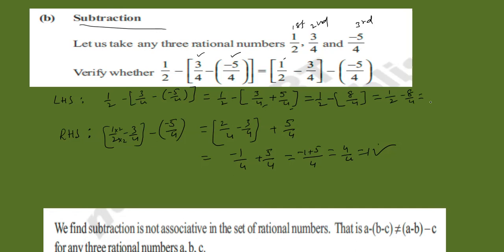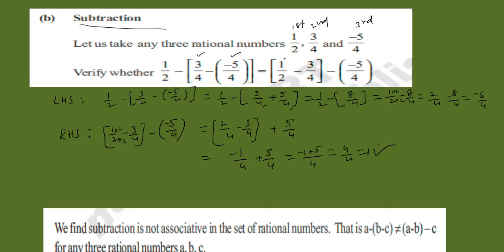That is equal to... you multiply the first number by 2, here also by 2. That means 2 by 4 minus 8 by 4, that is equal to minus 6 by 4.